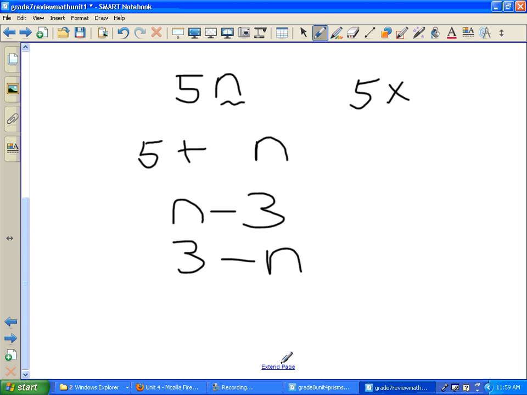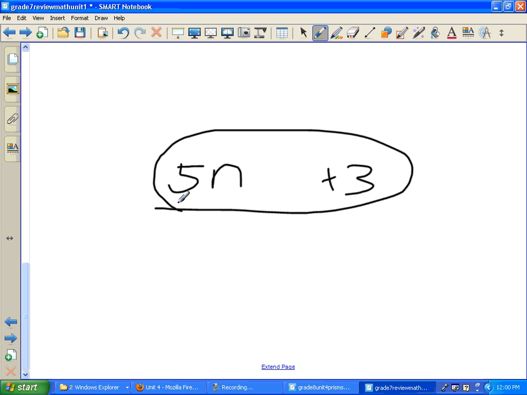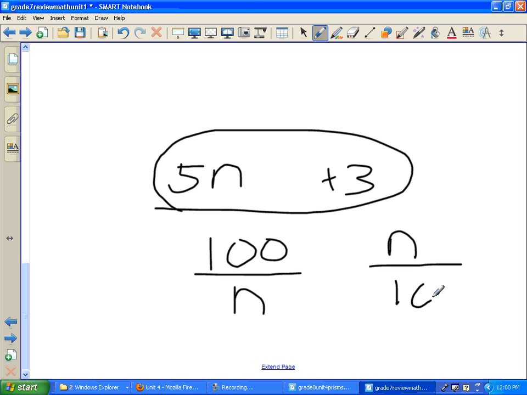Now if I say 3 more than 5 times a number, I'm going to need 3 more than 5 times a number. So it'll be 5n plus 3. If I were to say 100 divided by a number, I would go 100 divided by a number. Now if I were to say a number divided by 100, I would go a number divided by 100. So you can start by writing whatever the constant term is, and then put whatever it's going to be times the number or divided by the number.